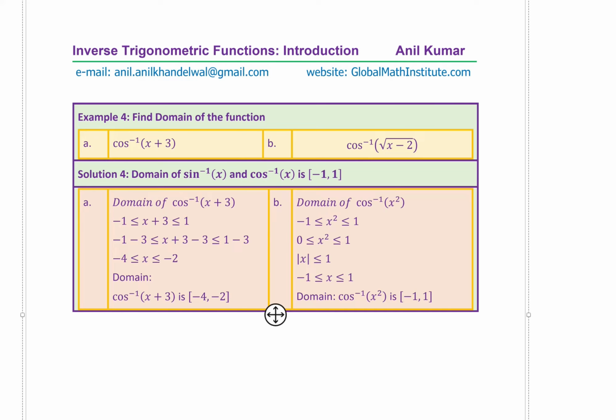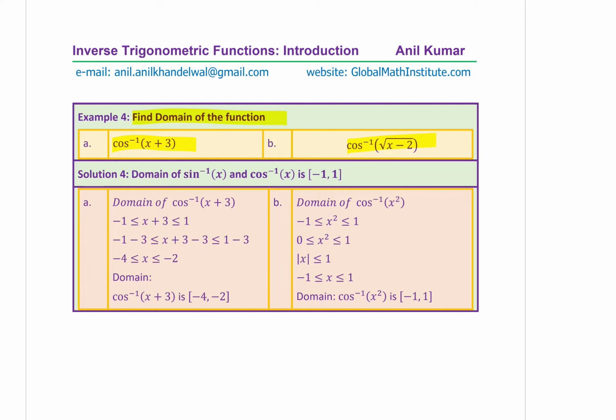Now let's have a look at how we find the domain of a given inverse function in cosine. We have again two examples. The first one is cos inverse of x plus 3, and then a similar one as we did earlier, cos inverse of square root of x minus 2. I would like you to pause the video at this stage, answer this question since you know the concept, and then look into my suggestions.